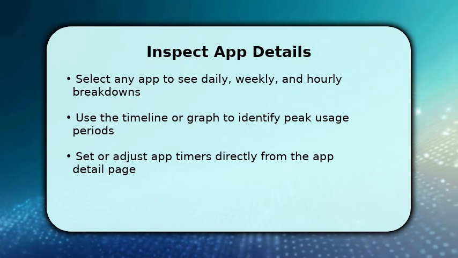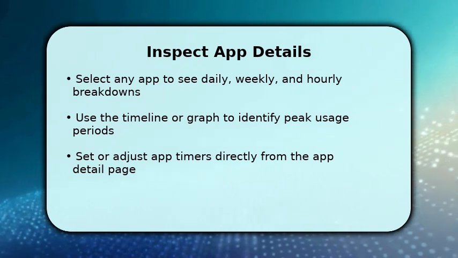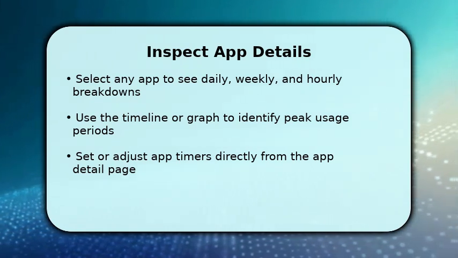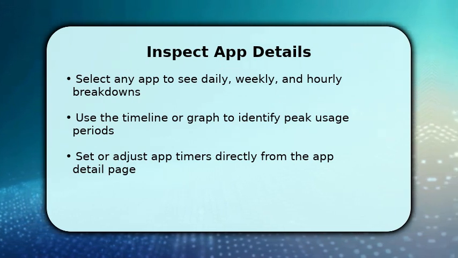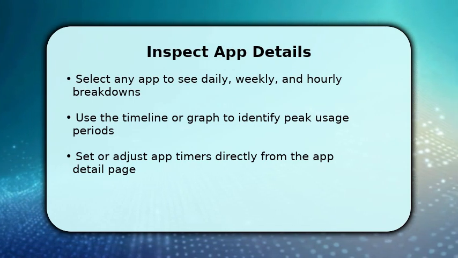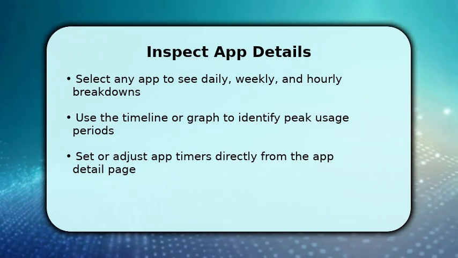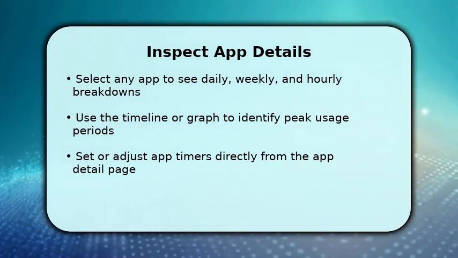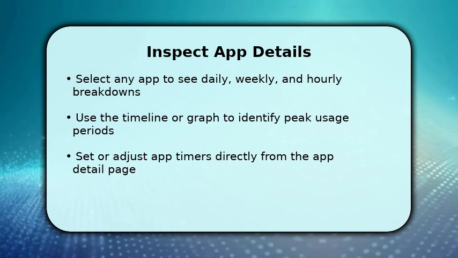Next, choose an app from the dashboard to dig into its details. This shows daily, weekly, and hourly breakdowns so you understand patterns. Once done, tap the app entry to reveal the timeline and usage graph. This explains when you use the app most. Make sure to check both screen time and number of opens.